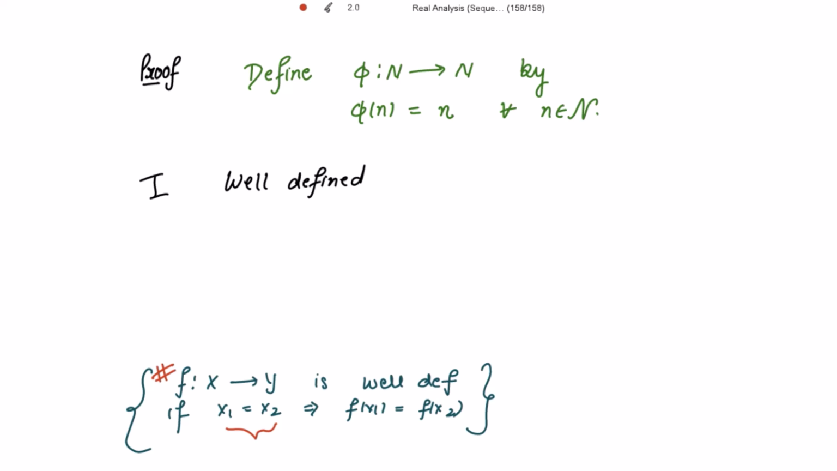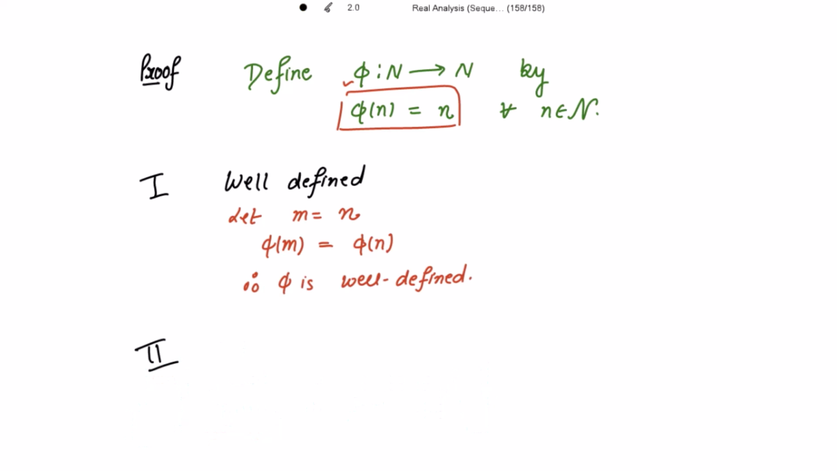Now for a function to be well-defined, let's take m equal to n, two equal points. Here the function is phi, so I have to show that phi of m is equal to phi of n. But by this definition, what is n? It is phi of n. So I can write phi of n for n, and similarly phi of m for m, because this holds for all n belonging to the natural numbers. So it is itself proved as a well-defined function. Therefore phi is well-defined.